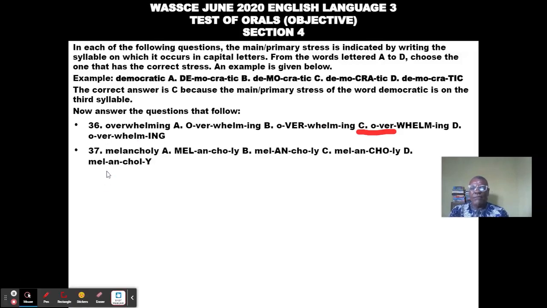37. We have melancholy. Now, the word here, melancholy, has stress on the first syllable. Most ESL and EFL learners of English tend to pronounce it as you have it in option B, but that's not correct. Stress is on the first syllable. C is out of it, and D is out of it as well.